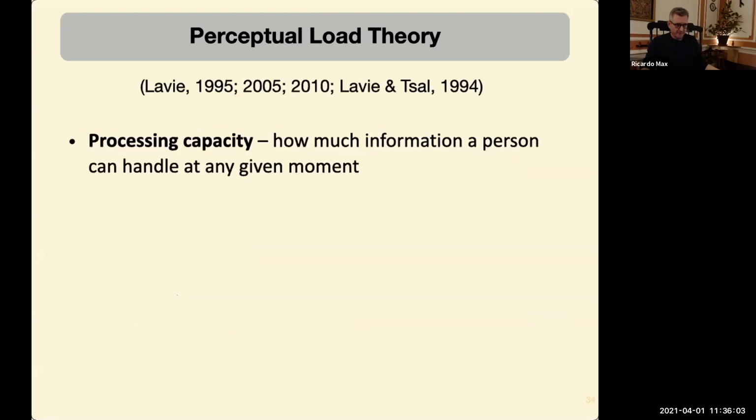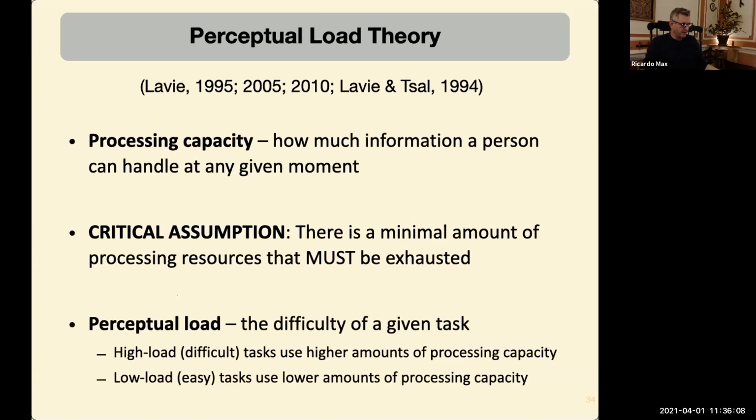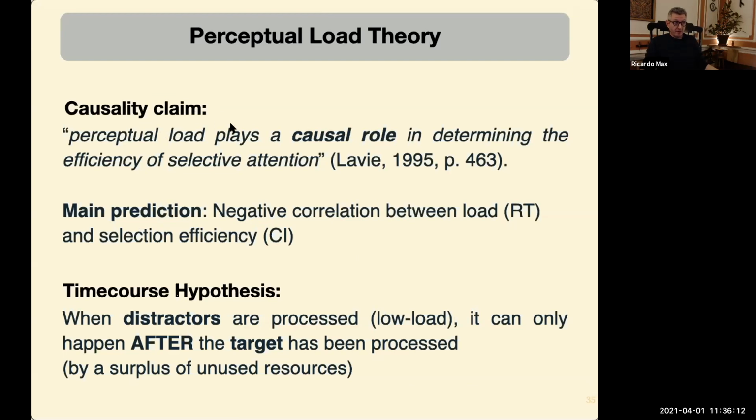Well, and the other thing: a very courageous claim that the perceptual load, the load of the task, is the cause of the efficiency of selection. And the prediction is a negative correlation between load and distractor processing. So the more difficult the task is, the better the selection. Let me say it again. The more difficult the task is, the higher the load, the less the distractors will be processed, which results in less differences between neutral and incongruent displays, right? I'll explain it soon again.